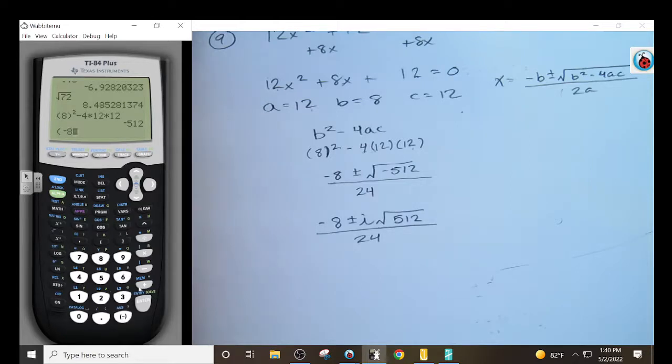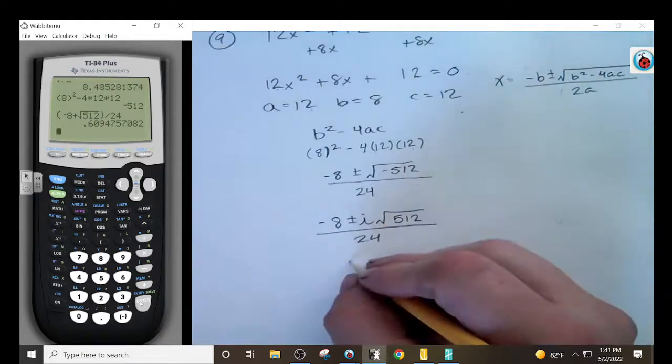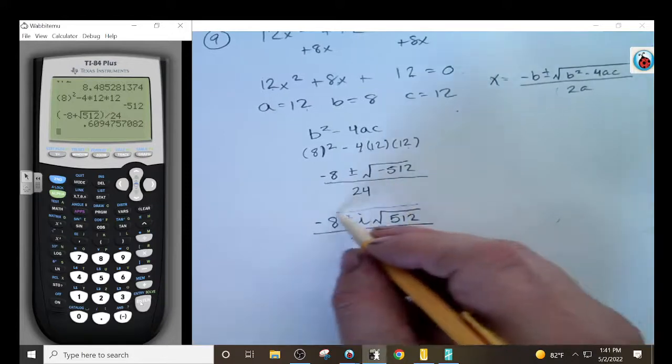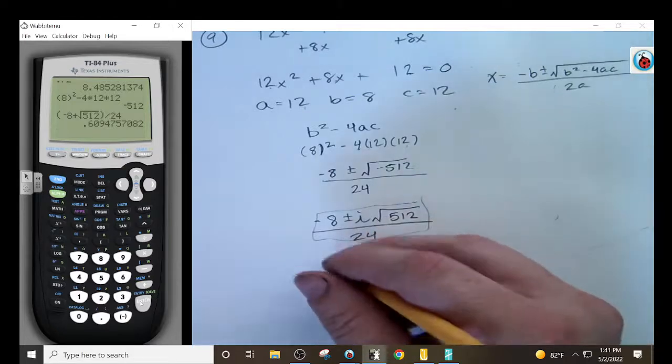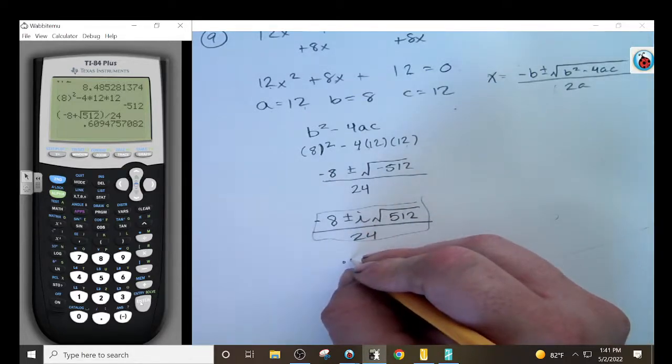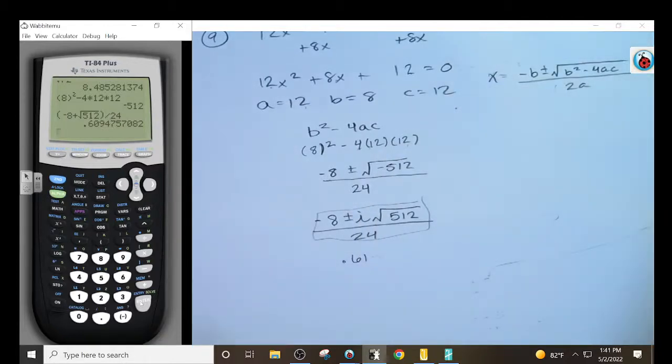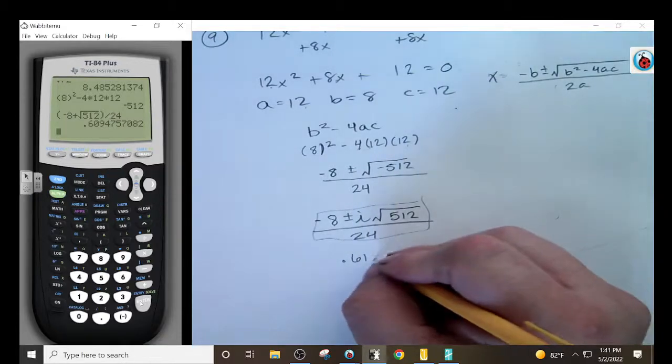So negative 8 plus the square root of 512. Notice I did not put a negative in there. I did not put an i. I just plugged it in there with no negatives, no i's. I need to show you this right here in case you miss it down here. This right here will give you most of your credit. So what that will be is, if I round to the nearest hundredth, 0.61, and then just put your i at the back.